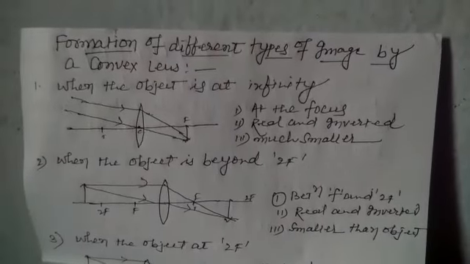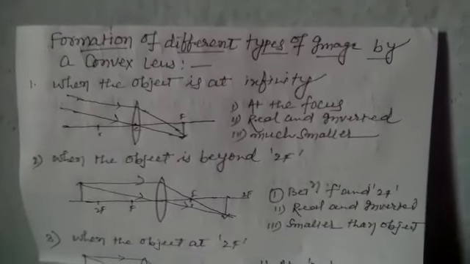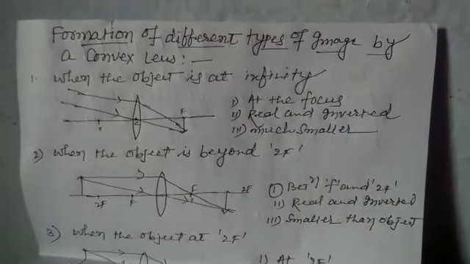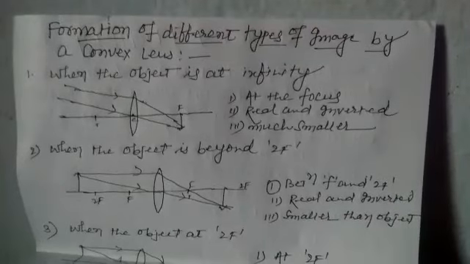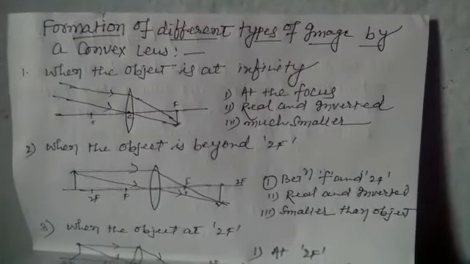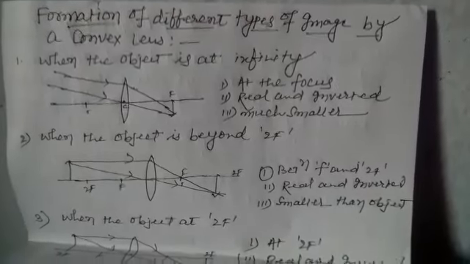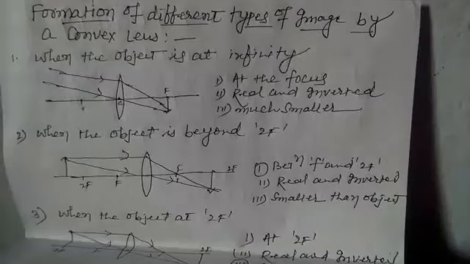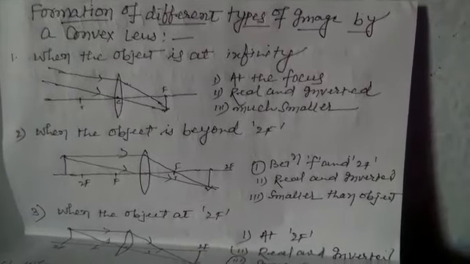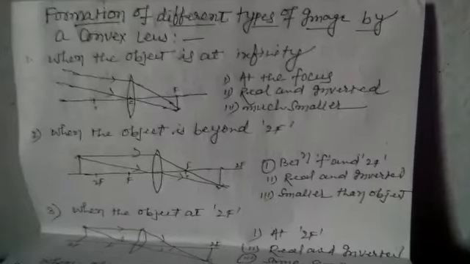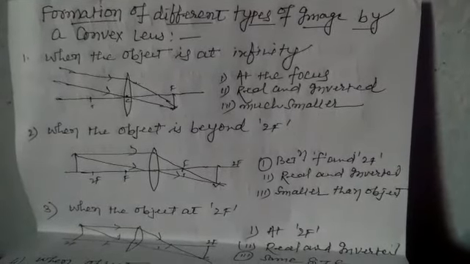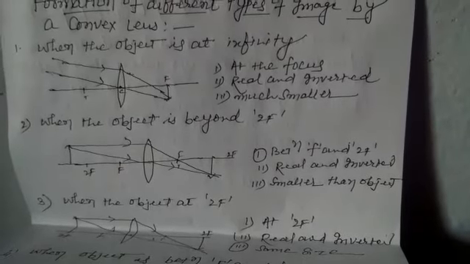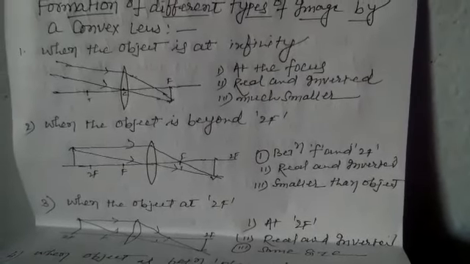Now let us discuss the formation of different types of images by a convex lens. In a convex lens, six types of image can be formed. For different positions of the object, different positions of the image are formed. The first condition is when the object is at infinity. A ray parallel to the principal axis passing through the focus and a ray passing through the optical center both meet at a point, and the image is formed. So the image will be formed at the focus, real, inverted and much smaller than the object.